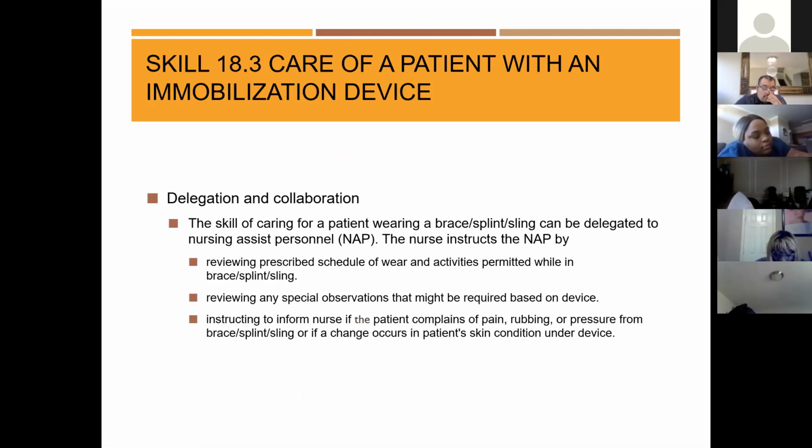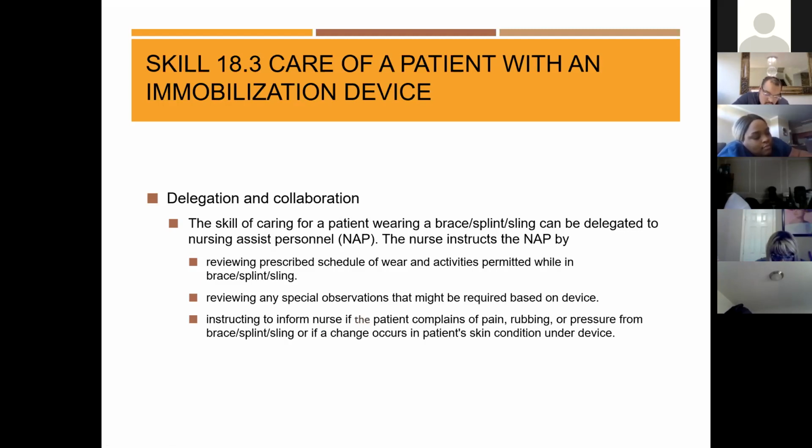When you have a patient that's wearing a brace or a splint or a sling, you can have your nursing assistant do the care. You need to make sure that they know what they're doing, right? They need to review that schedule of wear and what things they can do while they're wearing this brace or the splint, right? Any observations that they may require, we need to make sure that the nursing assistants, if they're helping out with these patients, know how to monitor the skin around the splint, around the brace, around the sling, right?